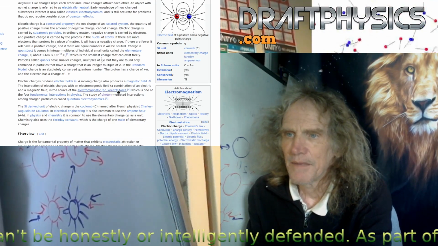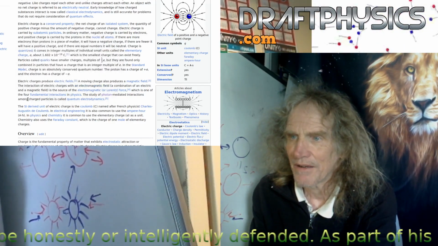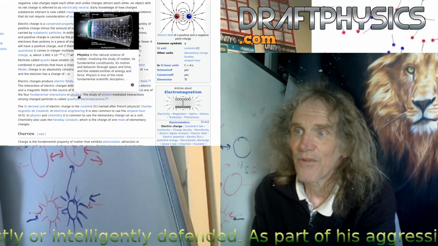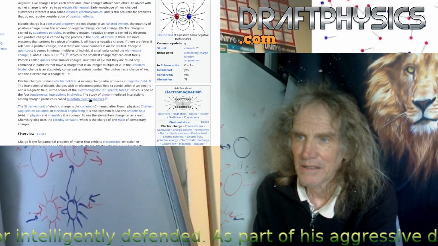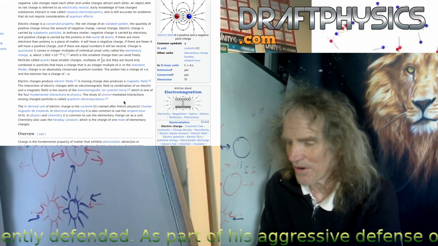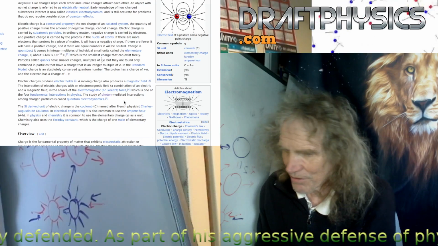All right. A combination of electric and 4 fundamental interactions in physics. So these 4 fundamental interactions are all nonsense. So, the strong force really doesn't exist. There's no strong force holding 2 protons together.